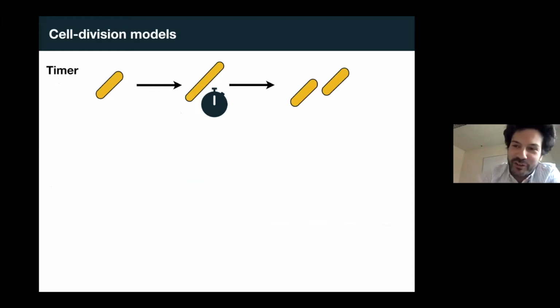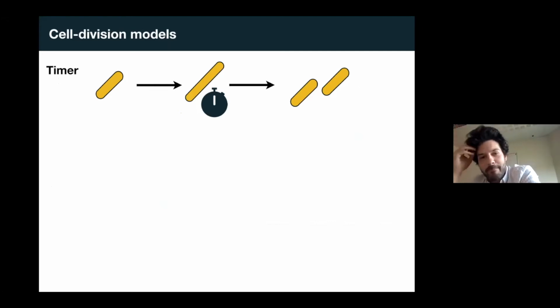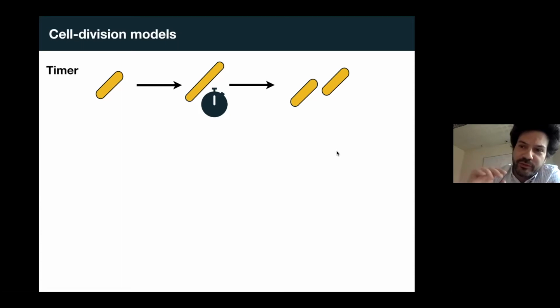And there are 3 different kinds of models in the literature for cell division. The first model is what's called the timer model, where cells elongate. And after a given time, after 20 minutes, plus or minus 5 minutes, they divide. Okay. Now, this model is clearly not the good model. Why? Because we know that in a population of cells, the size of all the cells is roughly the same. Whereas if you have a timer model, you're going to have a huge distribution of sizes.